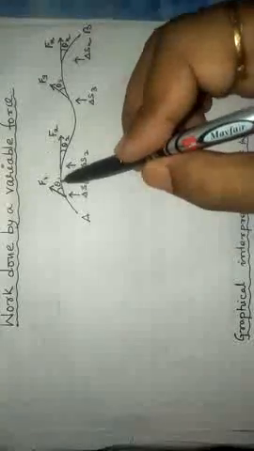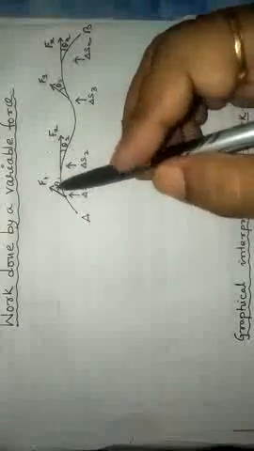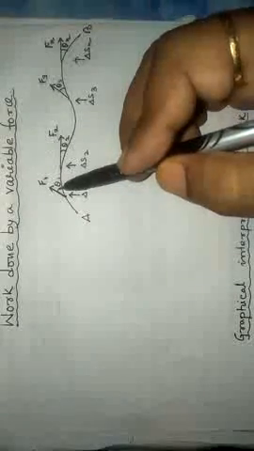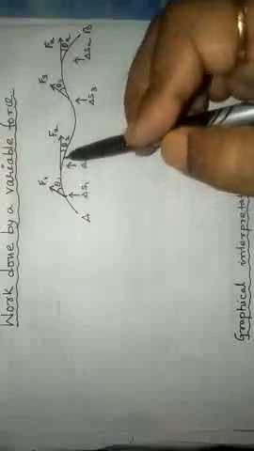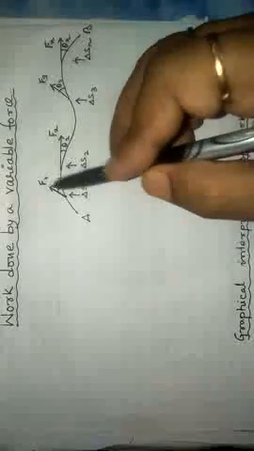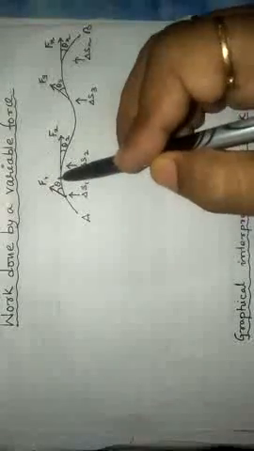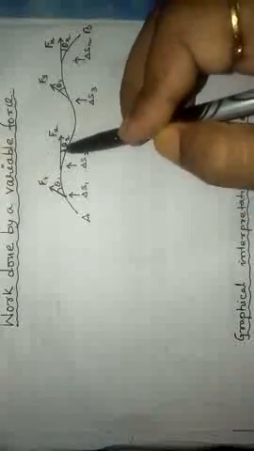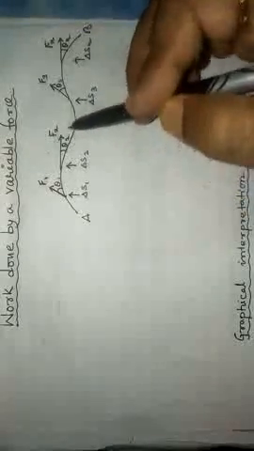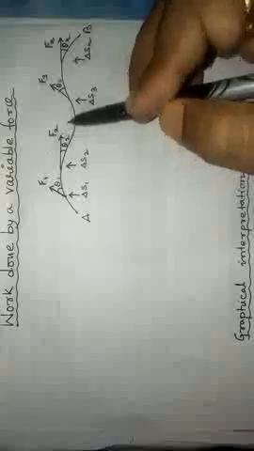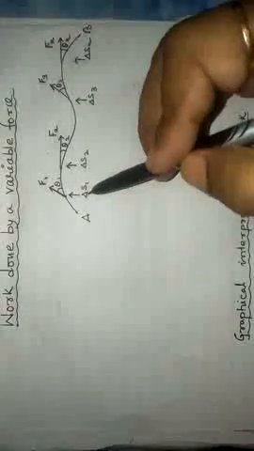So this body is moving under a force which continuously changes its magnitude and direction. At this point the force is F1. It makes an angle theta 1 with the path, and F2 here makes an angle theta 2 with the path, then F3 and Fn. So this force is continuously changing its magnitude and direction.